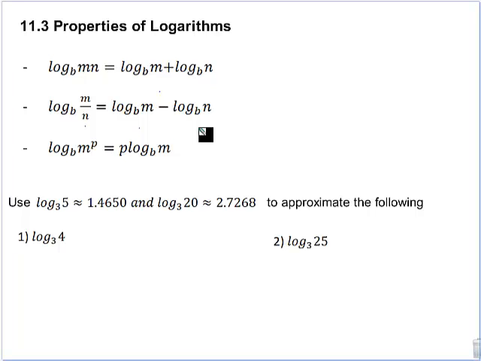And then this last one is log base b of m to the p. So p is a power. If we raise something to a power, that is the same as multiplying it by that power out in front. So that's the same thing as p times the log base b of m. So those are our three properties, and we're going to be able to use those properties to manipulate things to get it to exactly how we want it.